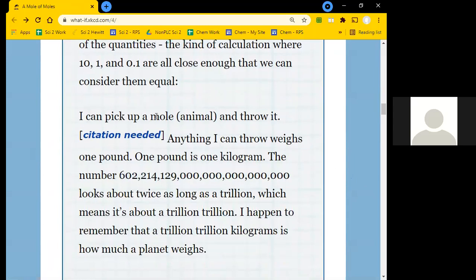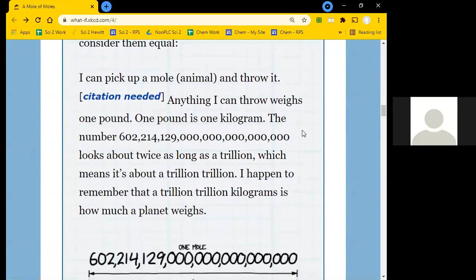So I can pick up a mole and throw it. Why would I pick it up? Not saying you should or would, but you can. It's physically possible. Okay. No, you can. You have the muscle power to do it. That's what can means. All right, there you go.